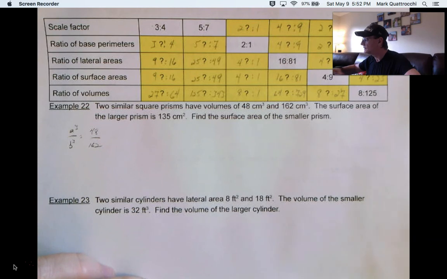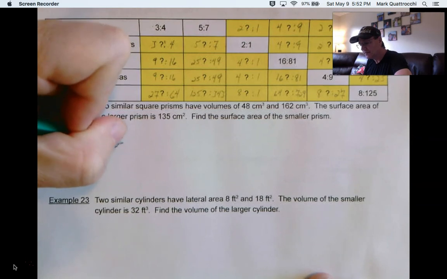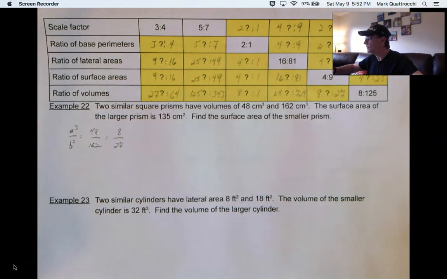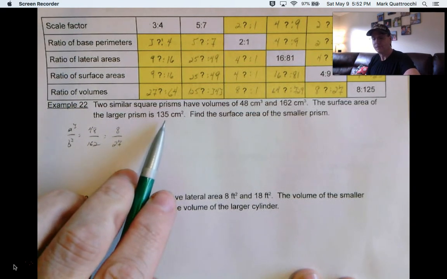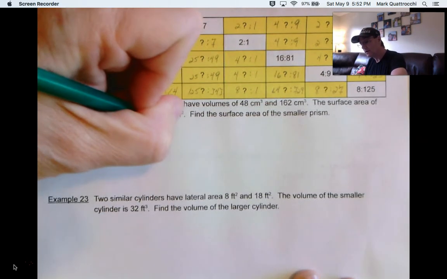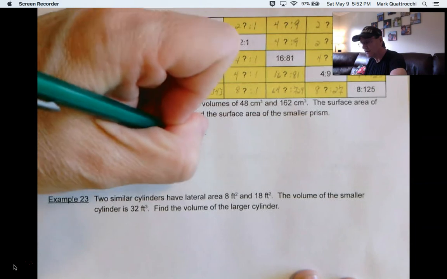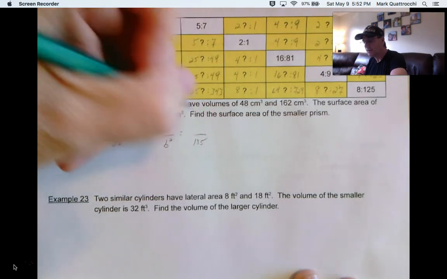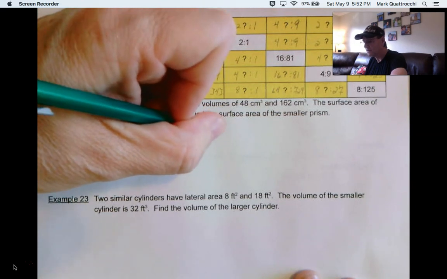So this reduces down by 6 to 27 and 8, right? 48 and 162 both reduce by 6 down to A cubed to B cubed being an 8 to 27 ratio. I'm looking for areas. I'm looking for the A squared to B squared ratio, which is going to equal the larger one's 135 on the bottom, and the surface area of the unknown one, the smaller one, on the top.